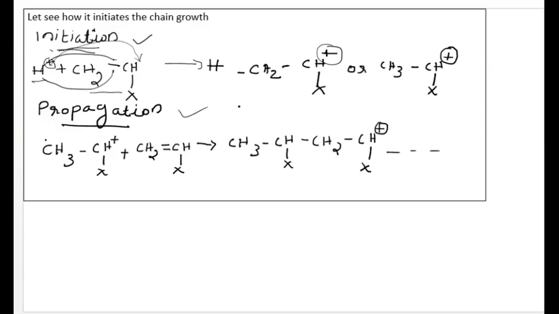This carbonium ion initiates the chain growth of the polymer. So next is the propagation. The carbonium ion formed at the first monomer unit reacts with the fresh monomer. Here also the same process is happening and thereby forms a polymer chain, and this process goes on further and the chain growth increases.